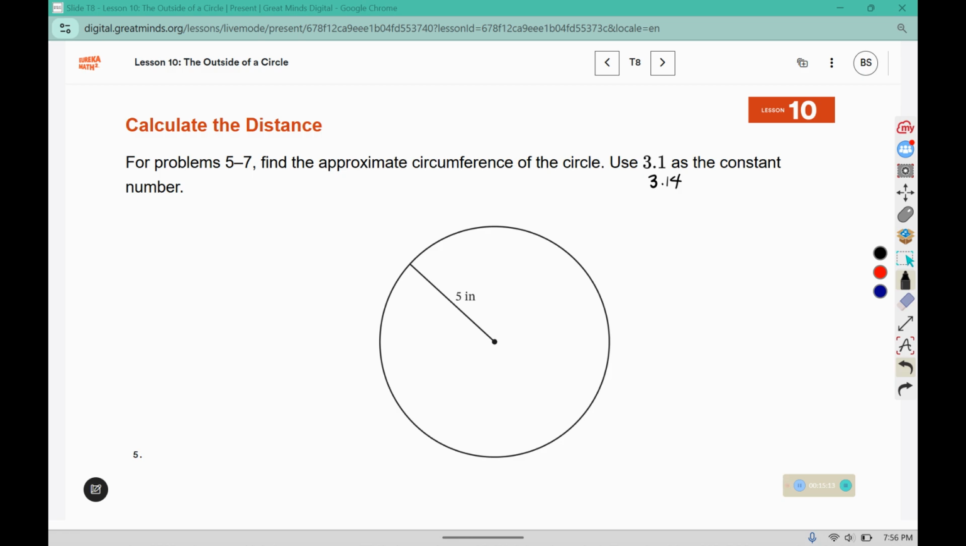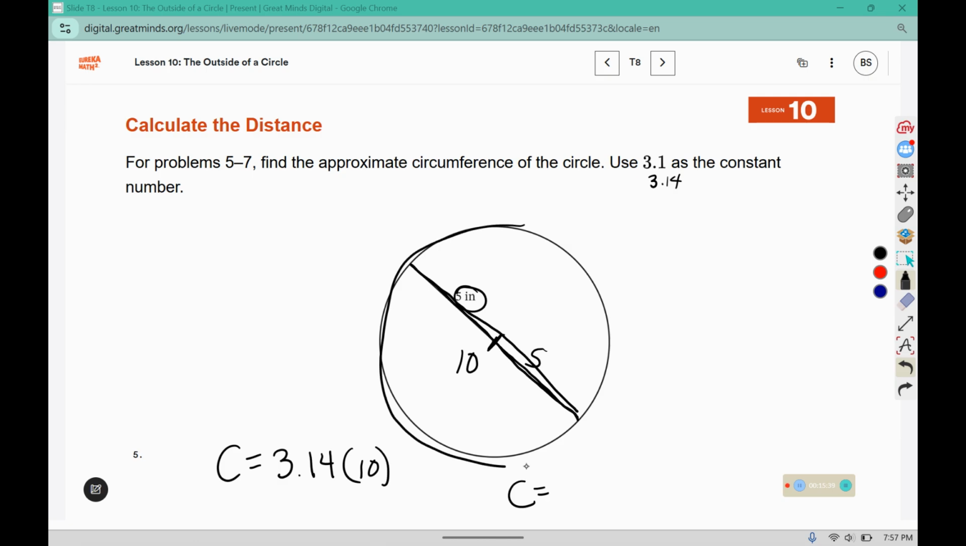So here, the circumference would be 3.14 times the diameter. Well, this is the radius. So if we want the diameter, we have to go all the way across. 5 goes halfway across, so the whole distance here is 5 and 5, which is 10. So in this case, the circumference, or that measurement around the outside of the circle, or the perimeter, would be 31.4, and this one was measured in inches.